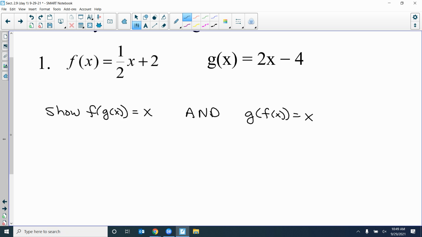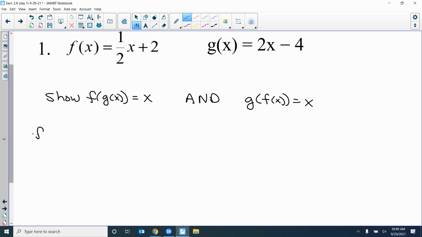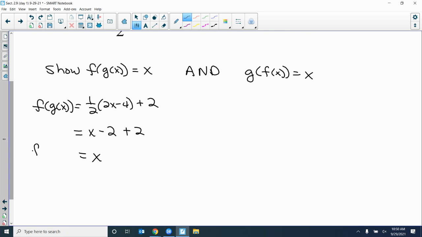So what does f of g of x look like? F of g of x is 1/2 times the g of x, 2x minus 4, going in for the x, plus 2. Show me those steps. Distribute the 1/2. I get x minus 2 plus 2. And that gives me what? x. So there's 4. That's f of g of x.